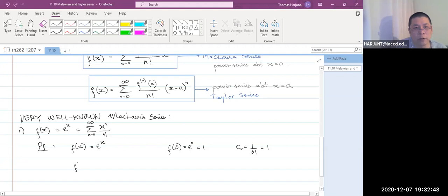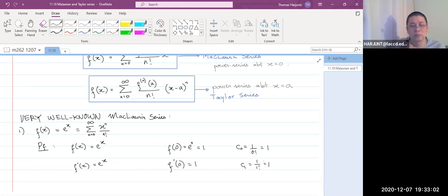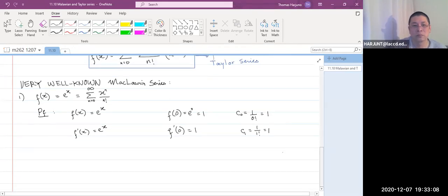Now when I do the derivative, I still get e to the x. So f prime 0, that's still 1. And c1 will be 1 over 1 factorial, that's still 1. Okay. f double prime x, that's still e to the x. f double prime at 0 is still 1. So c2 is 1 over 2 factorial.